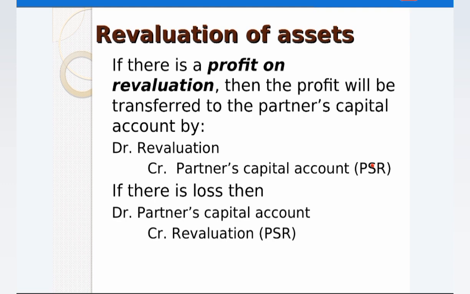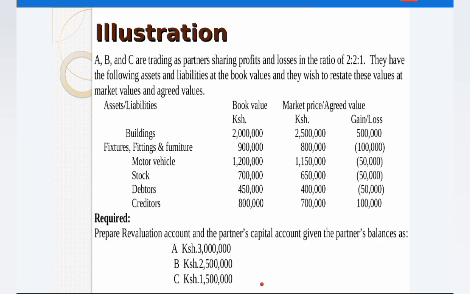If it is a loss, then you will debit the partners' capital accounts, of course, using the profit sharing ratio, and the revaluation account is credited. In other words, the loss will be shared by the partners in the profit sharing ratio, and the revaluation account is credited. That is the entry that is passed if there is a loss on revaluation.